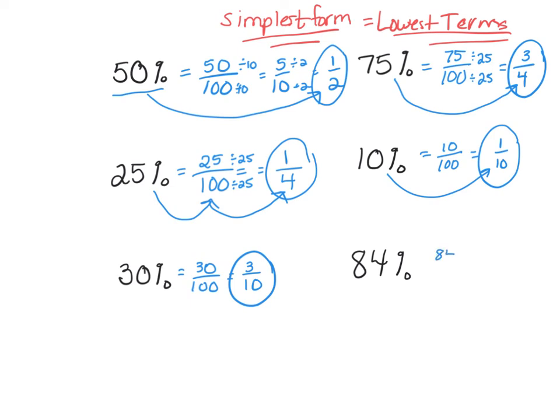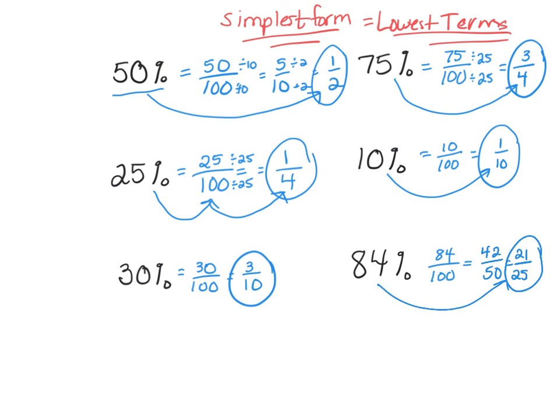And 84%, 84 per 100. They both are divisible by 2. I know that for sure, so maybe we could start there if we're not sure of any factors that they share. So I'm going to divide both of them by 2, so that would get me down to 42 over 50. Well, again, both of those numbers are divisible by 2, so that would get me down to 21 over 25. And that's actually as low as I can go. 21/25 is 84% in its simplest form.